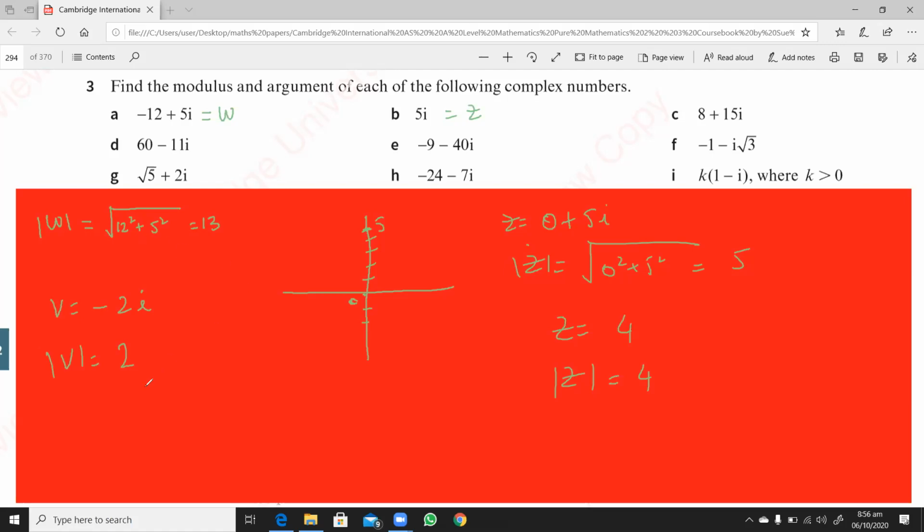So you only need to apply this formula when both the components are there. Like if you look at this G part, let me call this P. The complex number P is root 5 plus 2 iota. When you find its modulus, that is going to be the square root of root 5 square, which is 5, plus 4, so that is going to give you 3. This is the modulus of this complex number P.